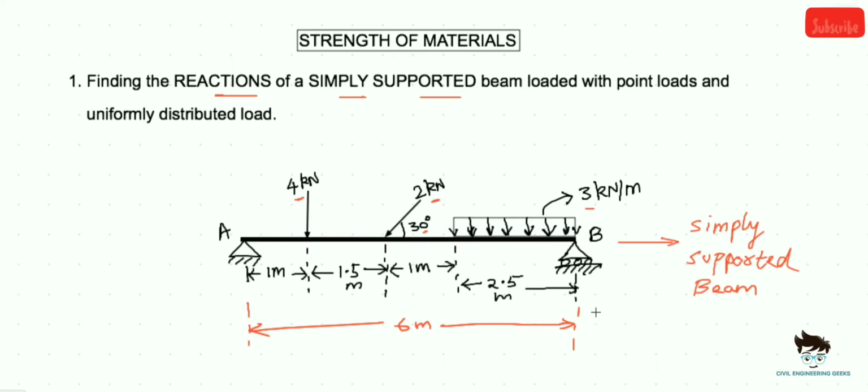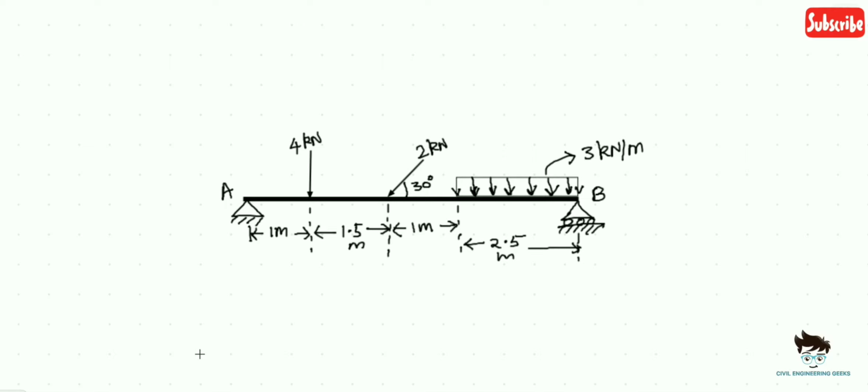To know that, first we should know how many reactions the supports can actually provide. Since it is a simply supported beam, it has been supported with one simple support and one roller support. We know that simple support can provide 2 reactions and roller support can provide 1 reaction, right? Now we are going to use our equilibrium equations to find these reactions.